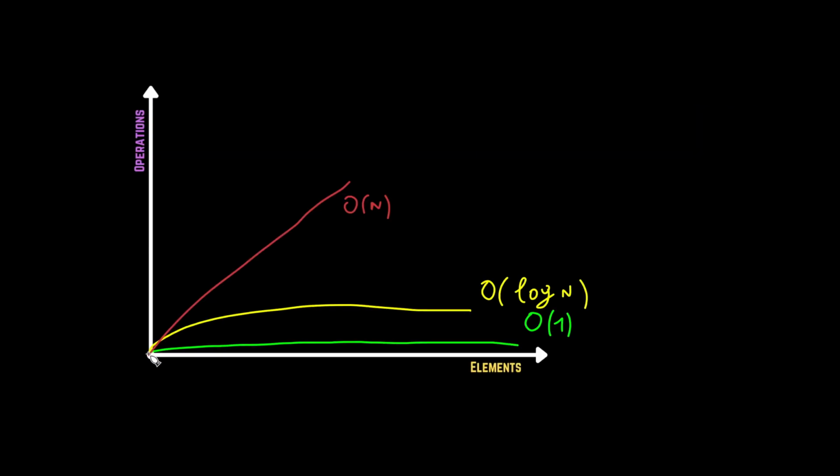This is how n log n looks plotted on a graph. As you can see, it's slightly worse than big O of n. And we get this time complexity usually when we are using a sorting algorithm.